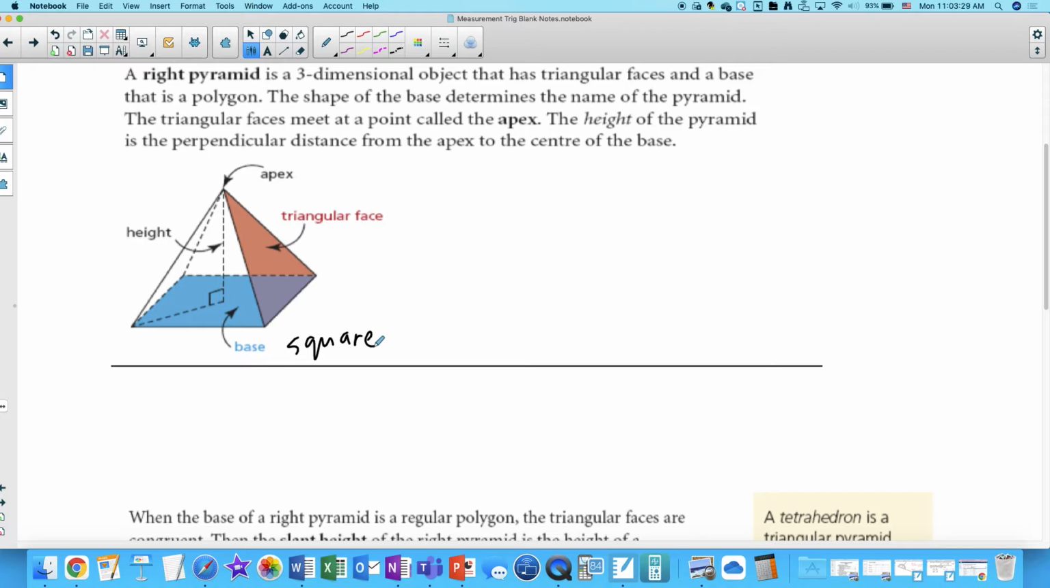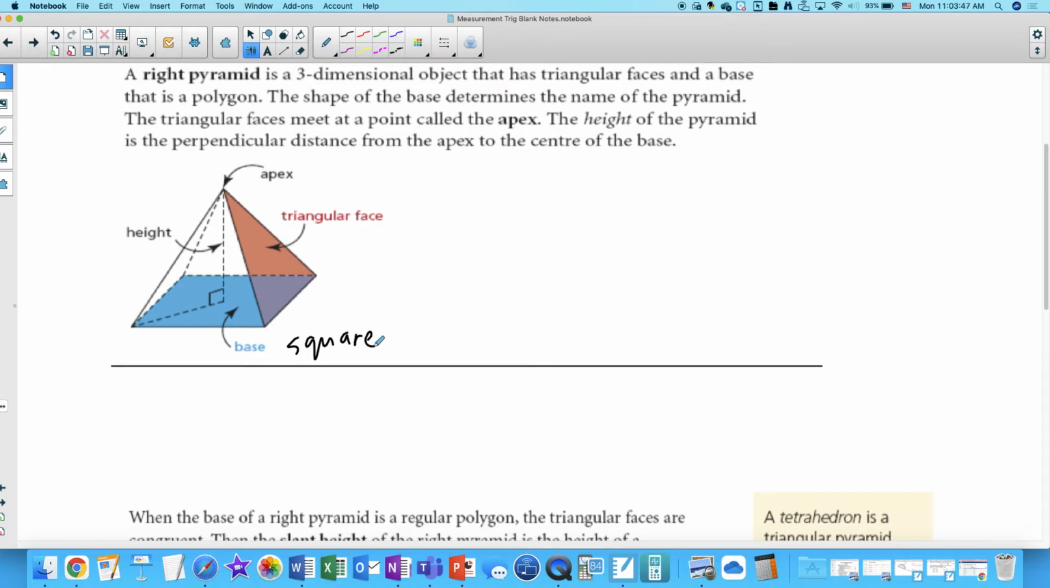The height of the pyramid is the distance from the apex to the base, and it's usually right through the middle of the pyramid. So it's not something that you would see on the outside. And it's perpendicular, of course, because perpendicular means it's the shortest distance from that apex to the base. Okay, so this is called a square pyramid.